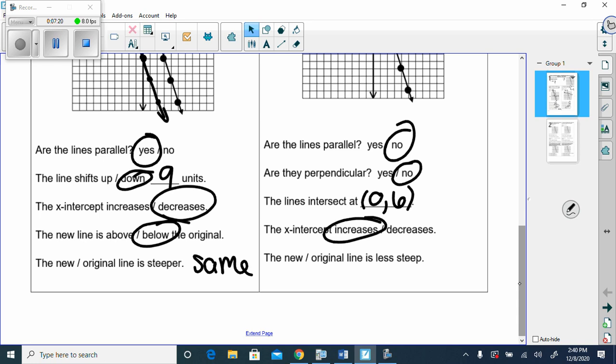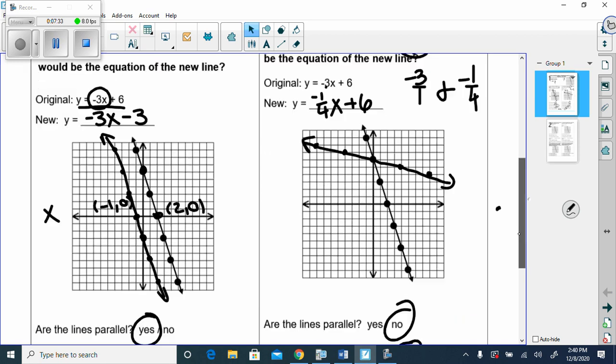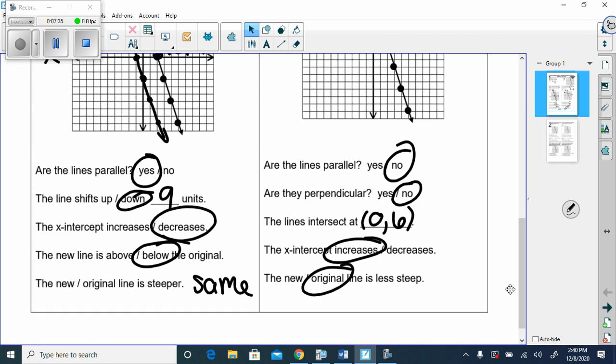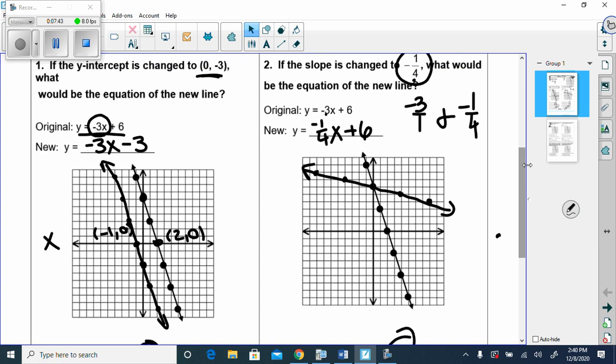And which one's steeper, new or original? Very good. Original, because the new is a fraction while the original isn't. You said it was new. Oh, did I? I don't know. Oh, sorry about that. So it is original? Yeah, the original is... Can I go back up? Yeah. Right there.